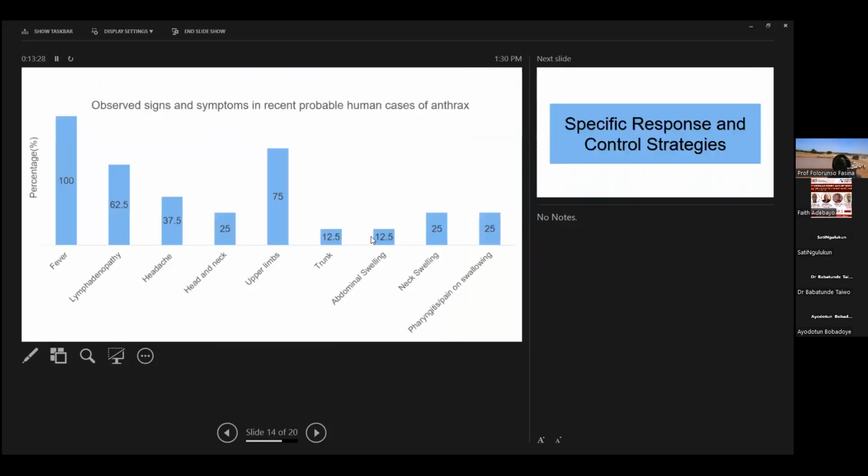So in terms of the observed signs in human cases that we've observed around East Africa, we found that in almost 100% of the cases, you will have fever. But lymphadenopathy, that's the swelling of the lymph nodes, is in about 60 to 65%. Headache at the time when there is fever, or at the beginning of the case. You may have neck and head swelling also. And the upper limb, that's the hand, used to touch the skin and in processing those animals that died of anthrax. You see this. The trunk may be affected. Abdominal swelling, you may see in less than 20%. And you may also see difficulty in swallowing, especially at the beginning of the cases.